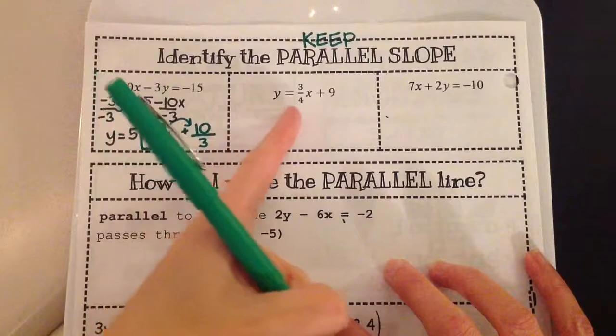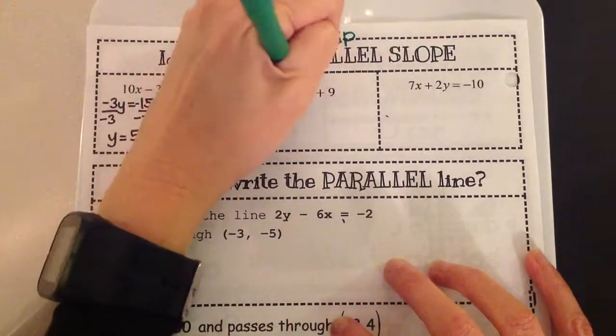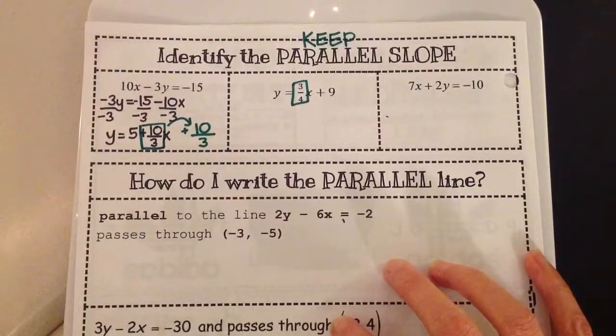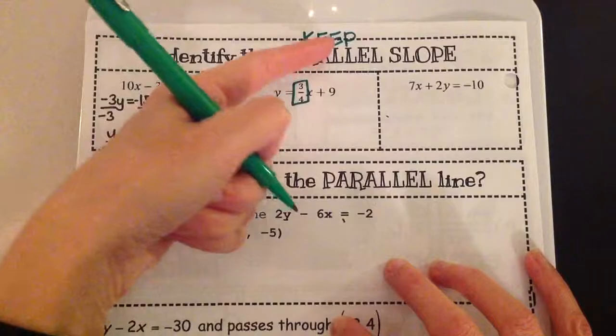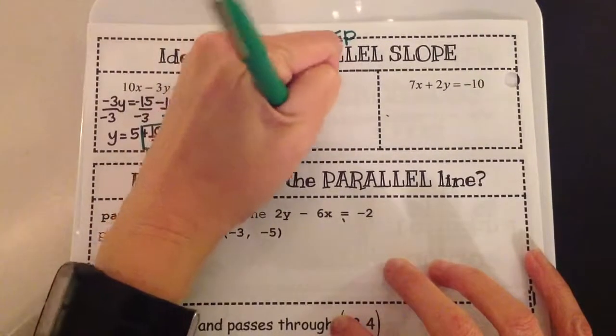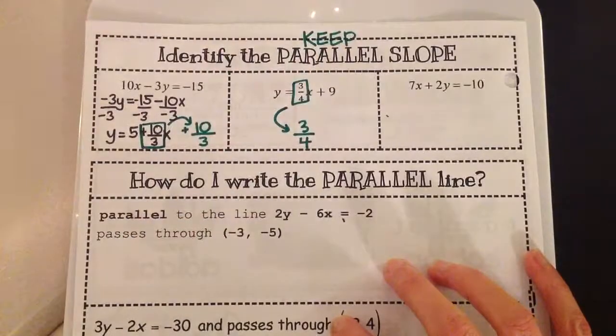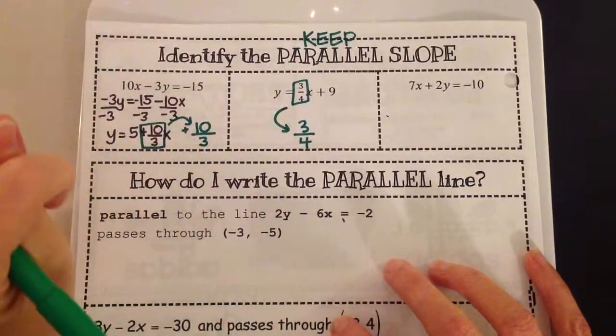Okay, let's look at this one. Y equals 3/4 x plus 9. I notice it's in y equals mx plus b, so I know that the slope is 3/4, and if this is parallel to another line, I know that their slopes have to be the same. So the slope that I need in my second line to be parallel is 3/4. If my slope is not 3/4, then these 2 graph lines cannot be parallel.